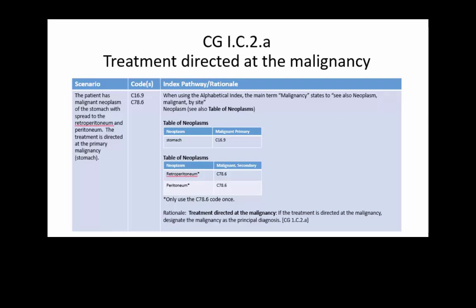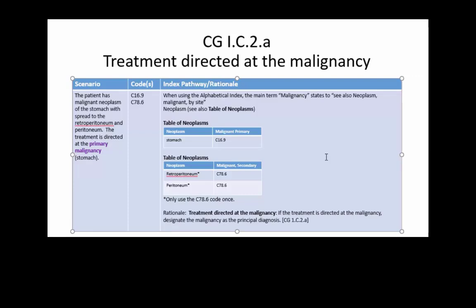In this case, the treatment is directed at the primary malignancy. That is right here in the diagnostic statement. And then I have here the codes for you and the index pathway that shows you. When I looked up malignancy, it took me to the neoplasm table.